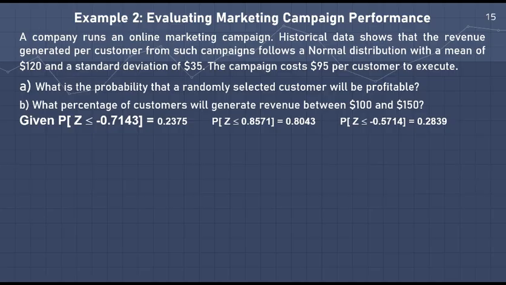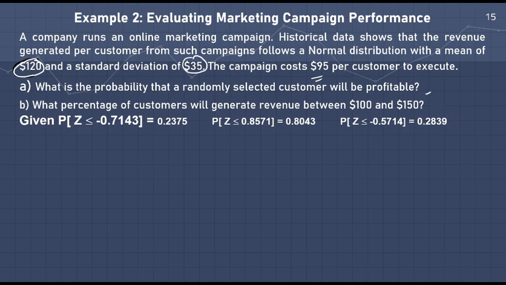So we have a normal distribution. Let me change the color. We have the mean of the normal distribution, that is 120, and we have the standard deviation as 35. And this is some value, probably the value of X. Maybe we'll understand later on when we read the question. What is the probability that a randomly selected customer will be profitable?